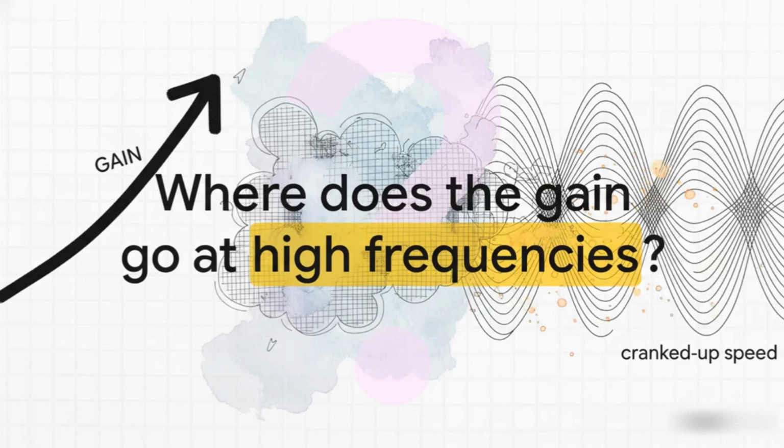Right, so in a perfect world, an amplifier's gain would just stay flat, no matter how fast the signal is. But in reality, as you crank up the frequency, that gain just starts to vanish. So what's the deal? Where does it go? That's exactly the mystery we're going to unravel in this explainer.